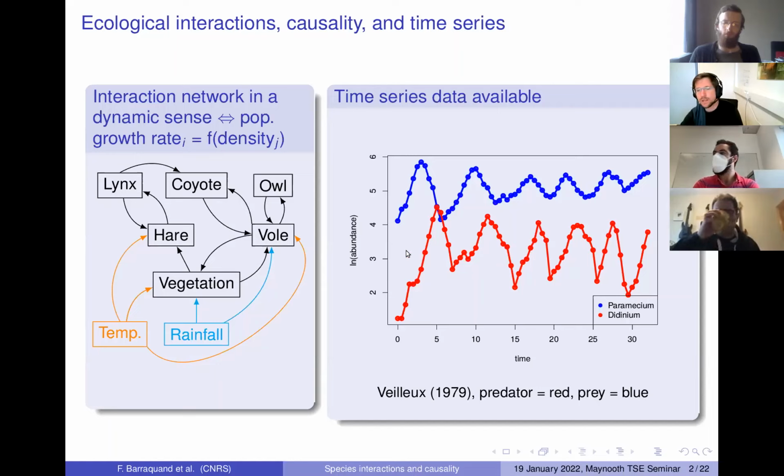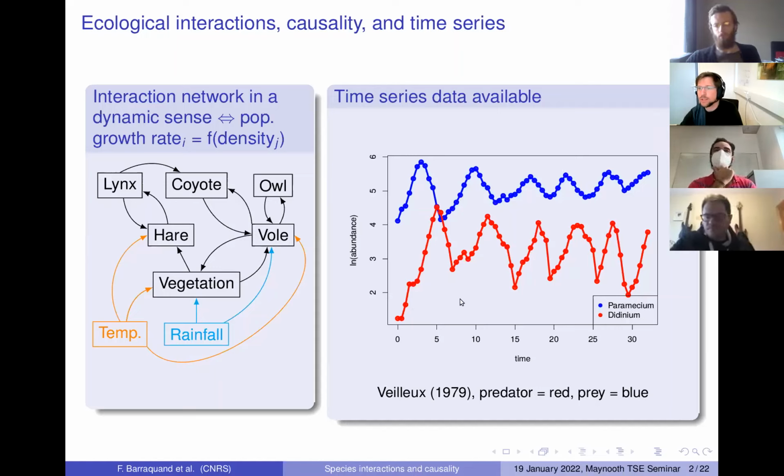You have on the right an example where you have a prey, which is fluctuating in blue, and you have a predator, which is fluctuating in red. And it just so happens that, as you can see, the predator time series is slightly shifted to the right, which means there is information in the time series of the predator that it follows its prey dynamics. So there's probably a link from the prey to the predator. So actually, in that case, as we will see, there's also a link from the predator to the prey.